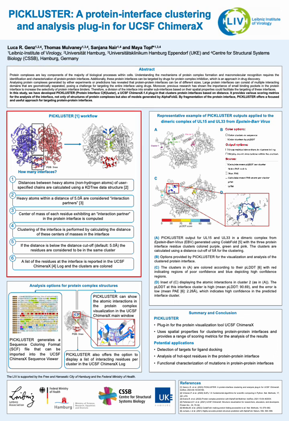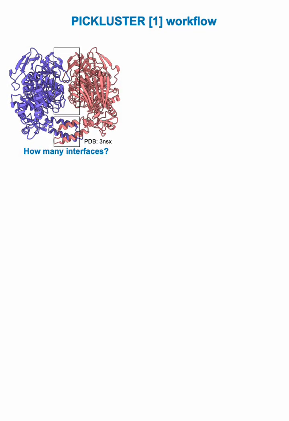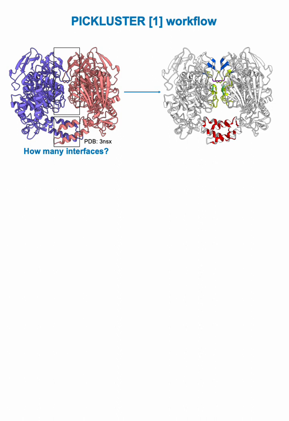Now I would like to talk about the question why we've decided to implement something like PICKLUSTER and how it actually works. In order to investigate the interface, we need to know what part of the complex forms the interface and which residues are part of it. Protein interfaces can be really large, consisting of geometrically separated domains, posing a challenge for targeting the interface. So what PICKLUSTER does, it calculates the residues in the interface and divides the interface into smaller sub-interfaces, which could facilitate the targeting and helps defining the interface.